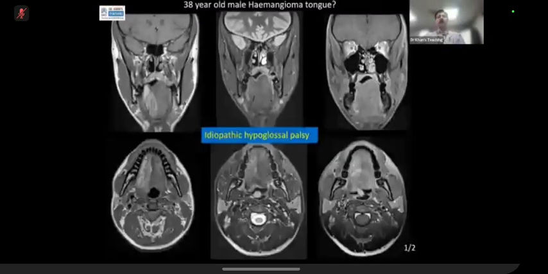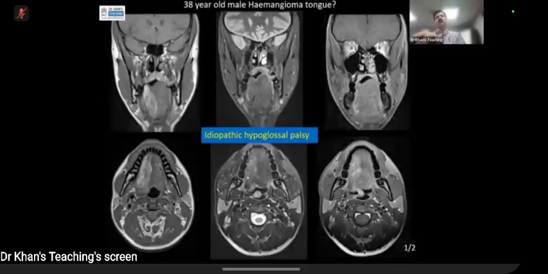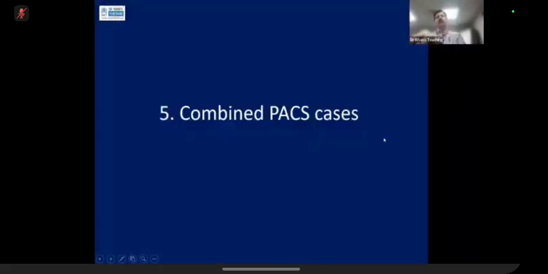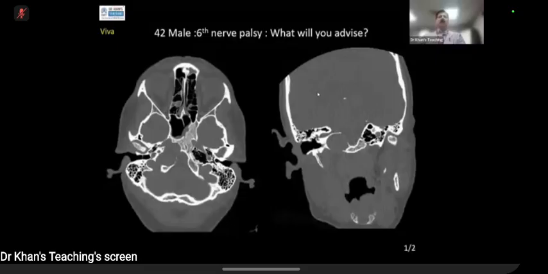So this can be a potential exam scenario. The examiner can show you this kind of case, and you will ask for the rest of the imaging. You will go through it, and you might find a tumor or a lesion to explain the findings. But if you do not find a lesion, then you call it idiopathic hypoglossal palsy. Remember this concept. This is another patient. This is not this patient, but just to make a point, this is what happens. Okay, candidate 4, over to you.